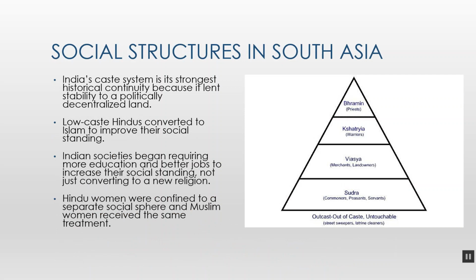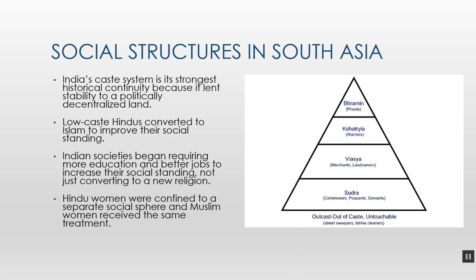Okay, so we have social structures going on in South Asia. India's caste system is probably its strongest historical continuity because it lends stability to a politically destabilized land. If everybody knows their place in society, then that gives order, unification, uniformity, if you will. So, although the caste system may be rigid and very unfair, it brought order and stability to an empire, where everybody knew their place in society and was just expected to accept that place.